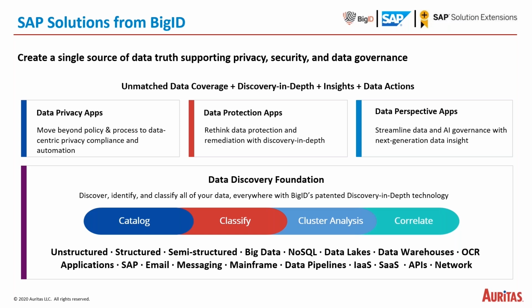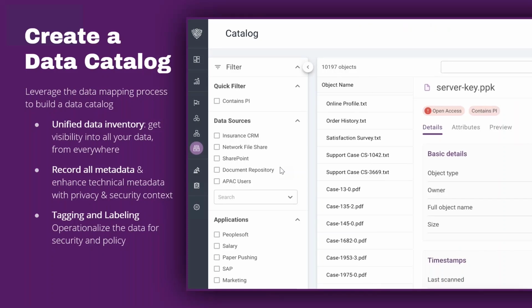And obviously data perspective applications that help you get more value out of the data, which help you streamline AI and analytics by allowing you to find the right data, to find data at high quality, to understand lineage, to applications that help you perform data stewardship and so forth. So that's the high level of BigID.